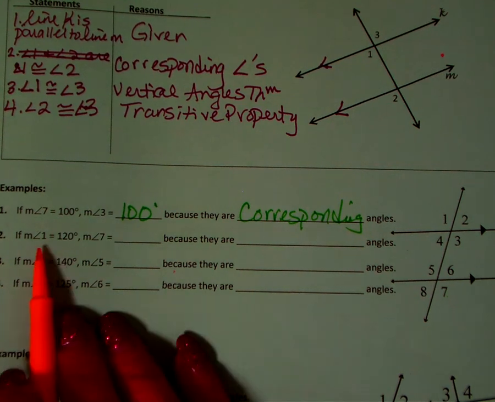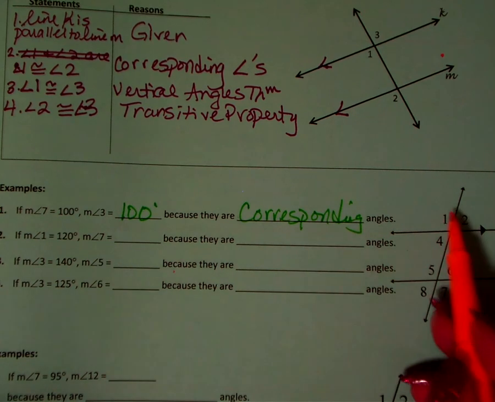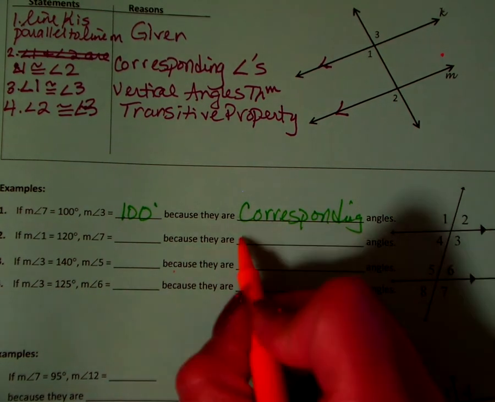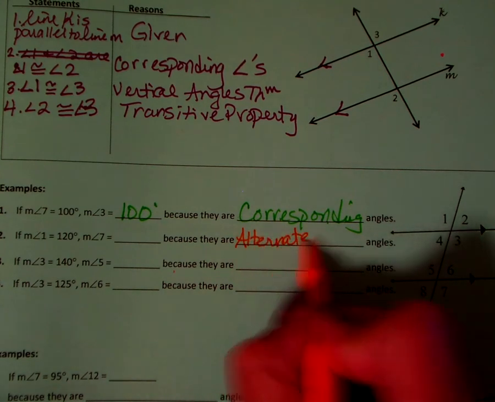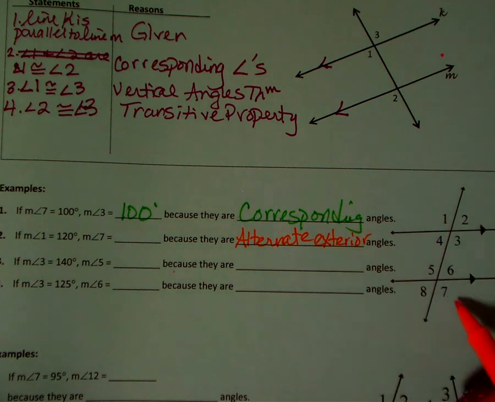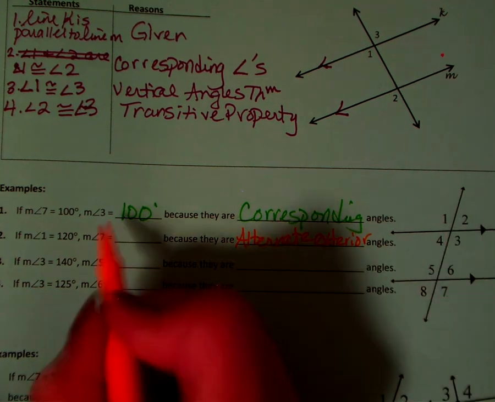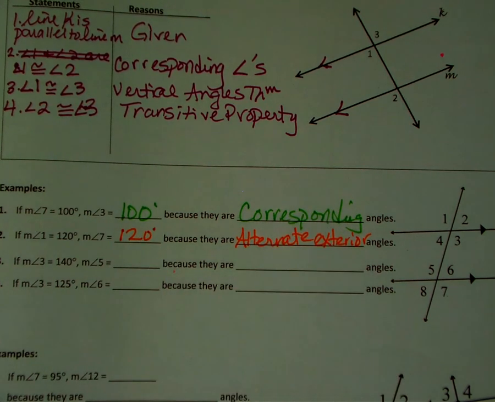Okay, angle 1 is given as 120 degrees, and it's asking what angle 7 is. And I'd first identify what are they. They're alternate exterior angles. And what do we know about alternate exterior angles is that they are congruent, so that means that is 120 degrees.